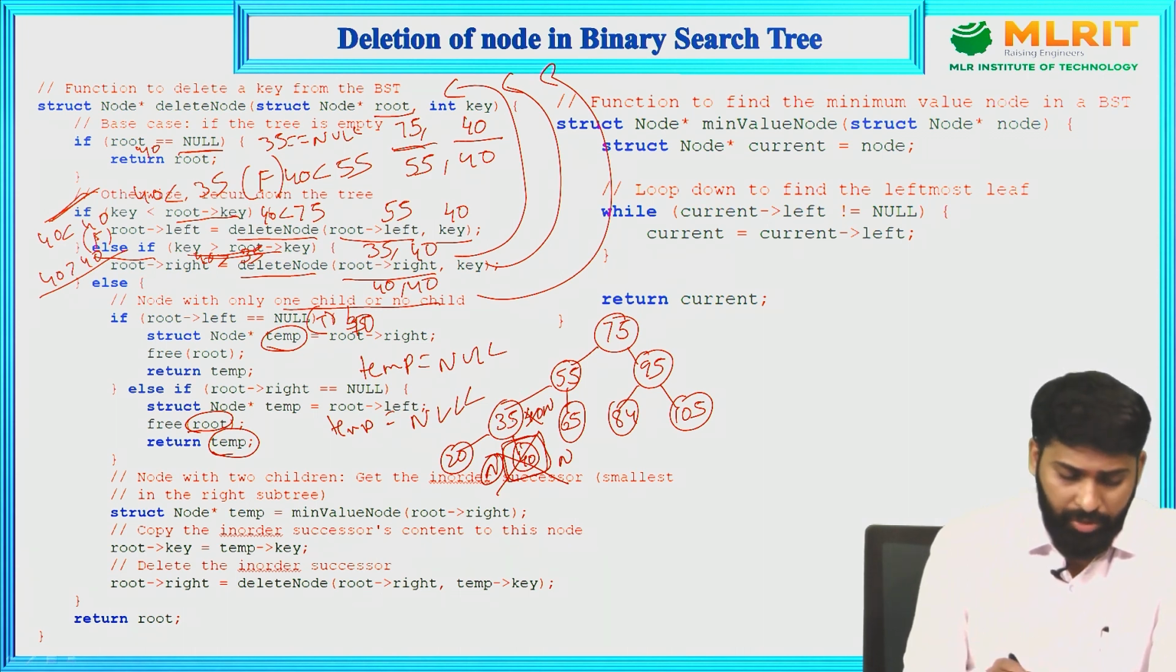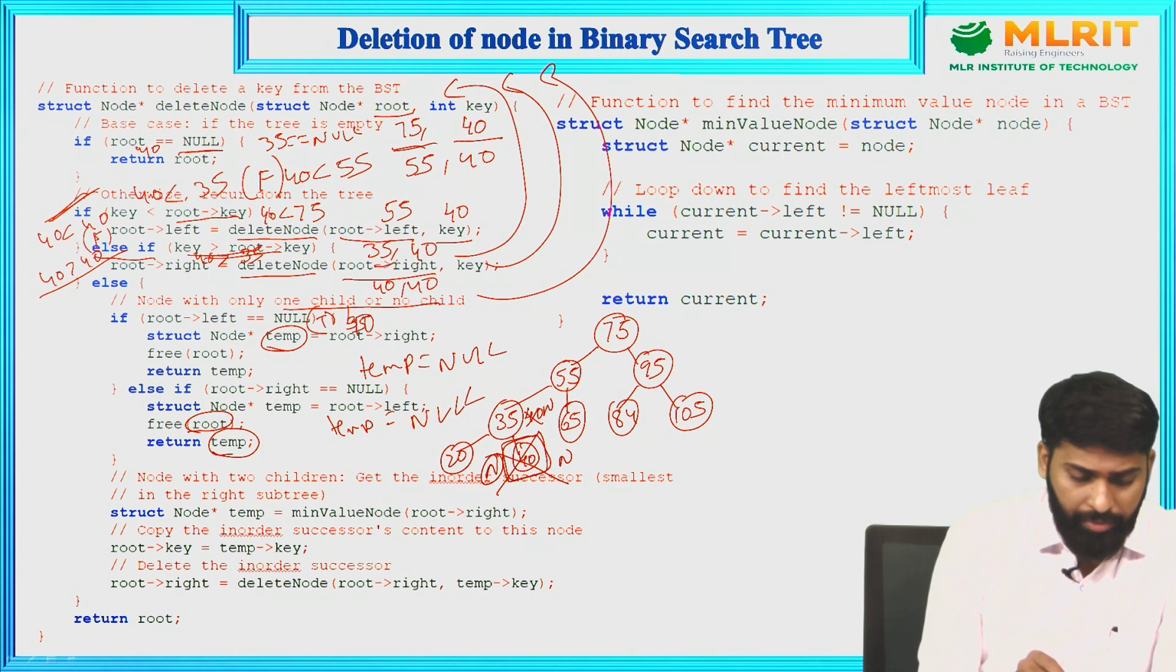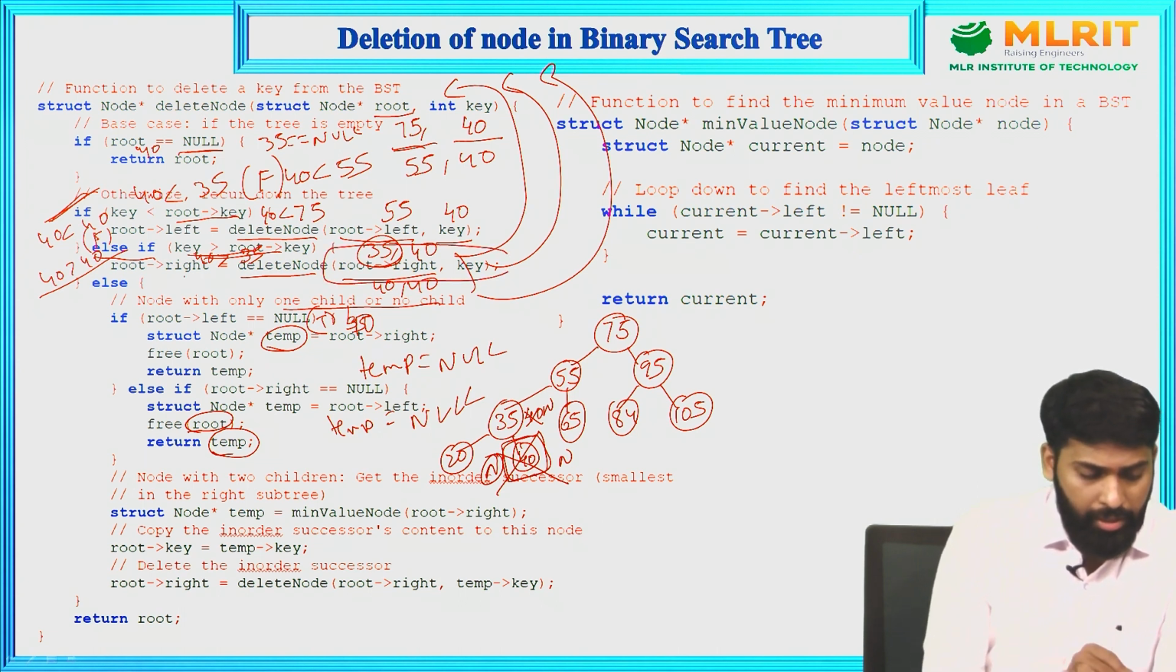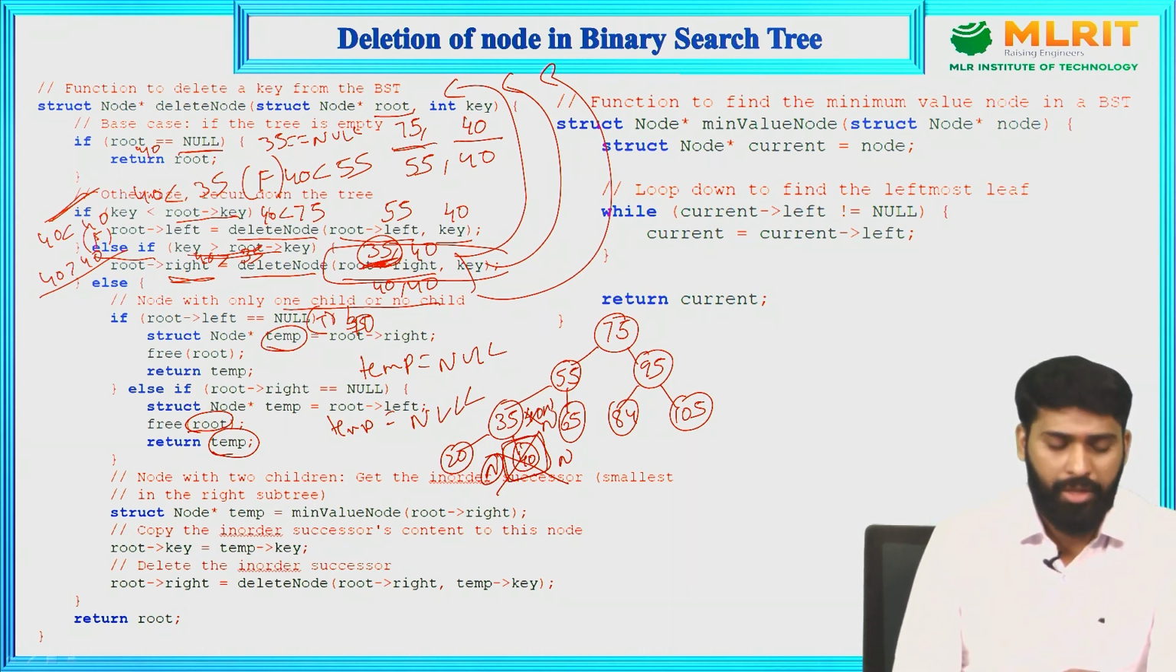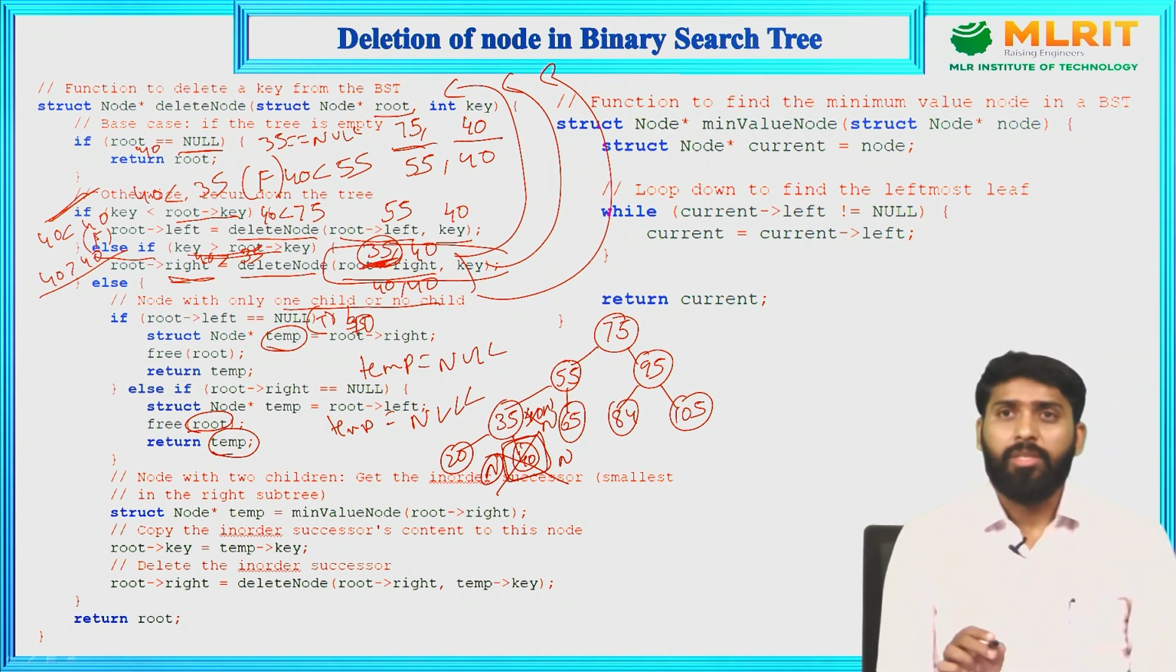Here the previous function call is 35. So this null is returned to here. Now root arrow right: what is the root here? 35. Now 35 arrow right is null. Okay, so this is case 1.